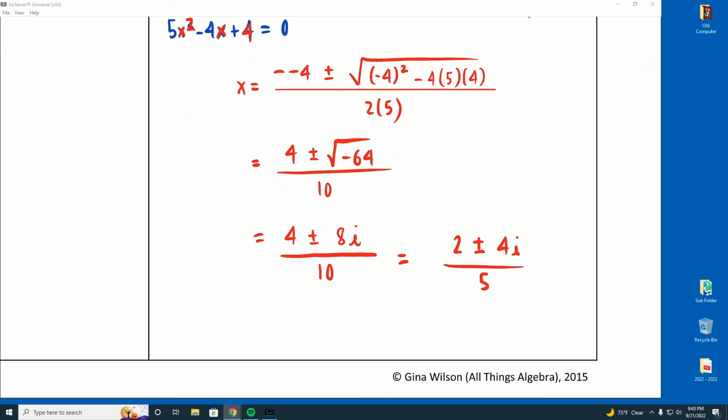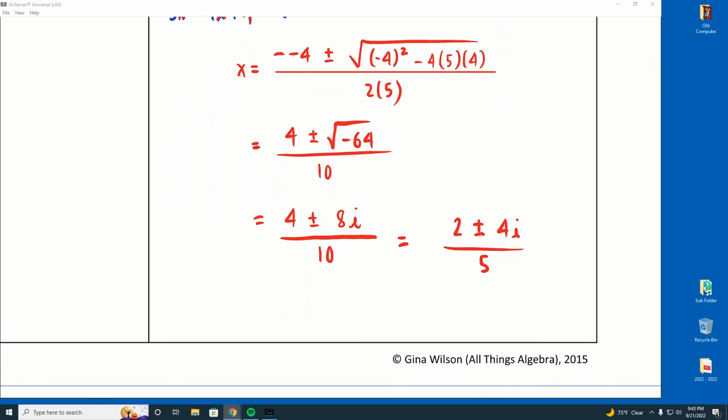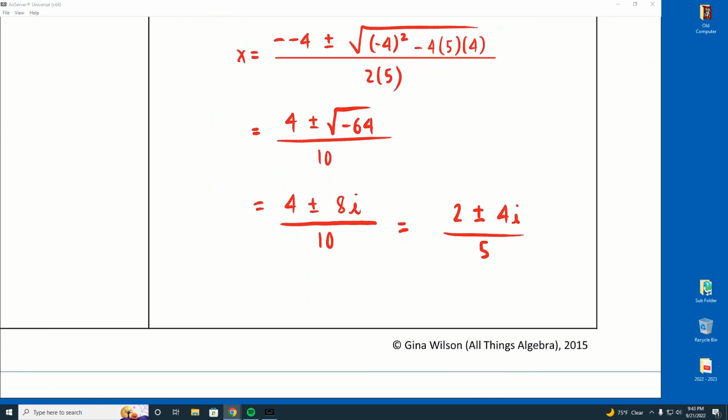Now, what I see a lot of times in a case like this is people separate it. And they do 2 over 5 plus or minus 4 over 5 i. And by all means, if you want to do that, feel free. Okay? It will never be wrong unless you just make a mistake when you do it. But either of these two answers is 100% simplified, 100% correct.